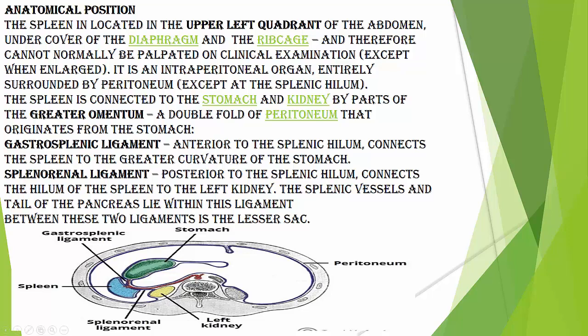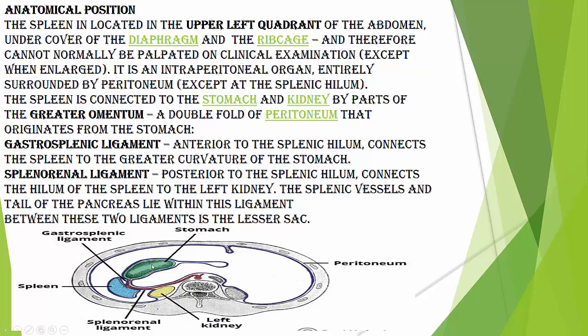Spleen is connected to the stomach and kidney by part of the greater omentum. Greater omentum is a double-folded peritoneum that originates from the stomach. The part of the spleen which is connected to the stomach is by a ligament known as the gastrosplenic ligament.